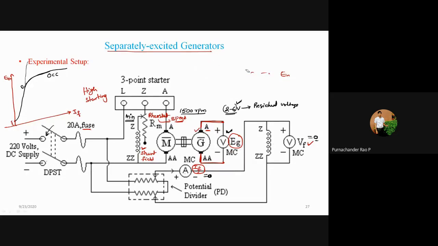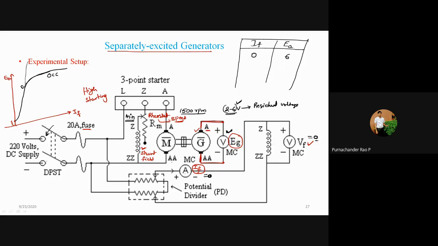This observation table includes the field current and your generated voltage EG or EA. Initially, the motor is running at 1500 RPM. What voltage can you observe here? You can observe the field current as 0, and let us take the voltage as 2 to 6 volts. So I can write this as 6 volts.